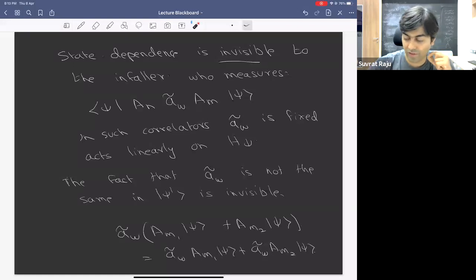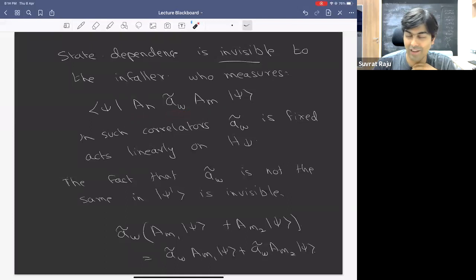Your original question was, can you verify state dependence in the boundary? And of course, you could measure these correlators. And then you would have to tell me what A omega tilde is. If you chose A omega tilde to be the construction I just described, then of course you would verify state dependence. But that would be by construction. If you chose A omega tilde to be something fixed, then you would not verify state dependence.